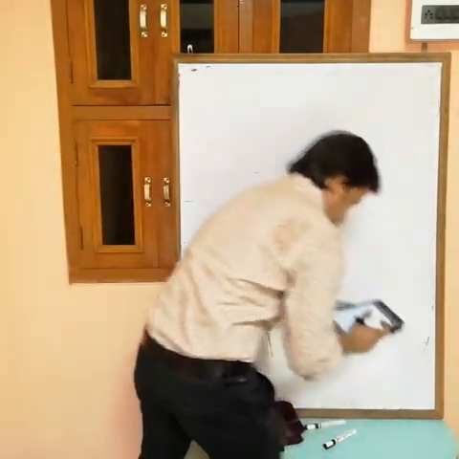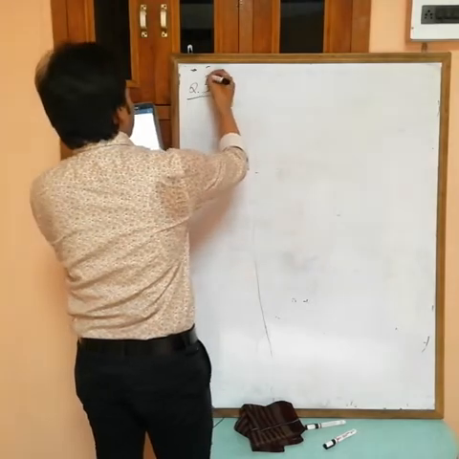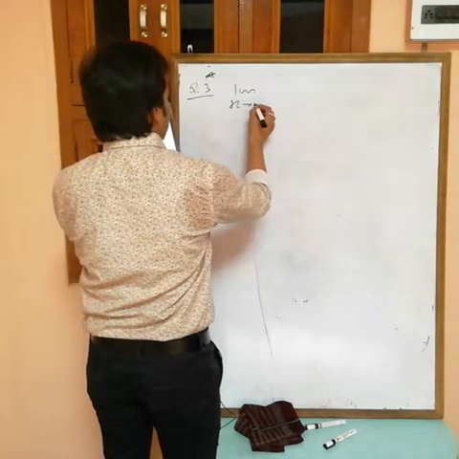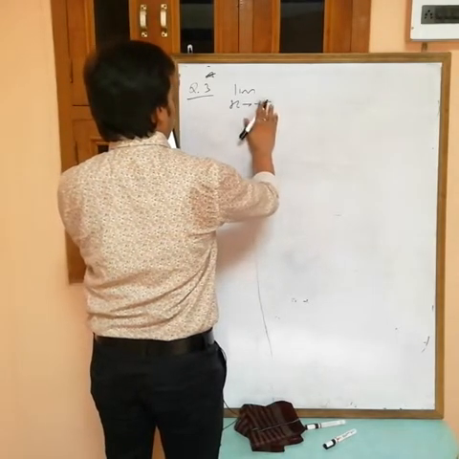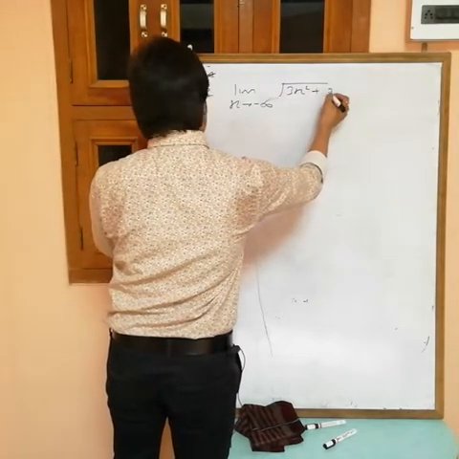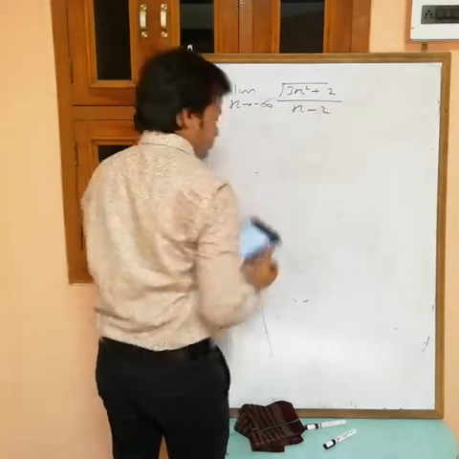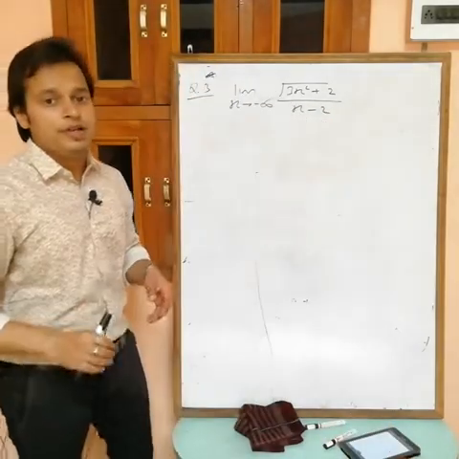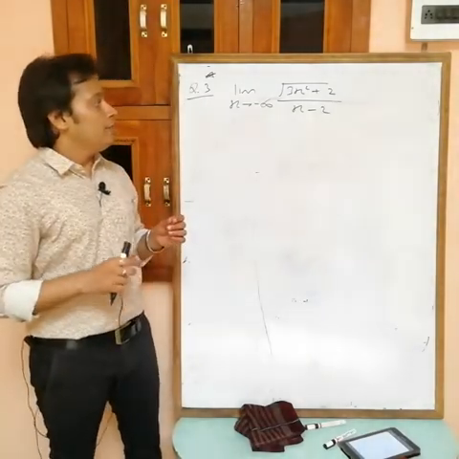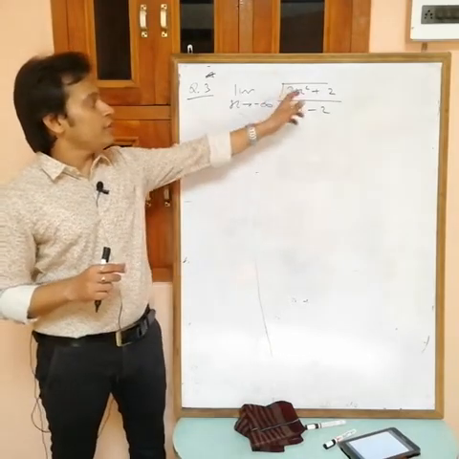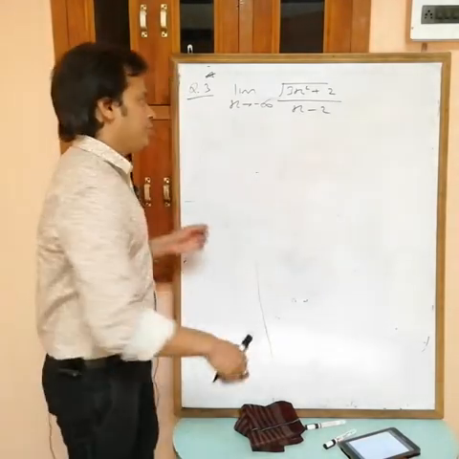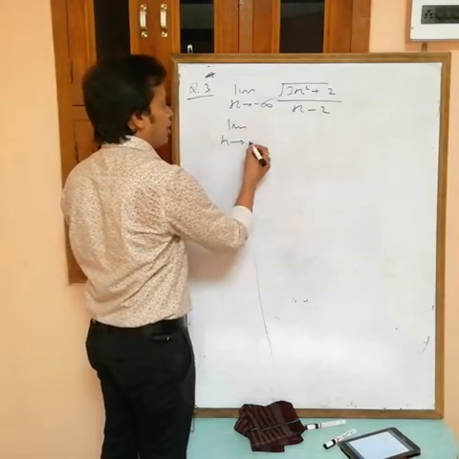Question number 3. In this one you have 1 point to be noted. Limit x tending to minus infinity, root over (3x square plus 2) by (x minus 2). Now again the same thing, we have infinity by infinity form, and numerator and denominator both are in terms of x. Then what do we have to do? Take the highest power of x common.